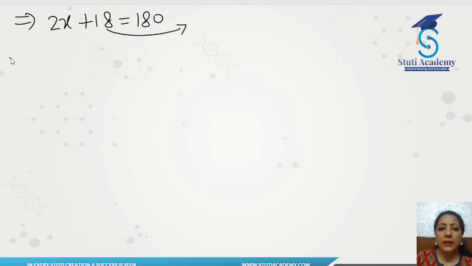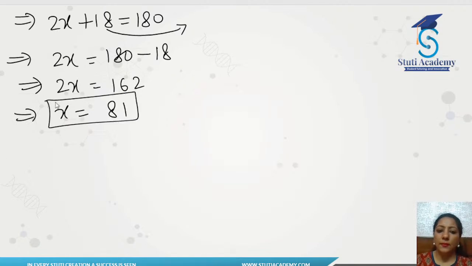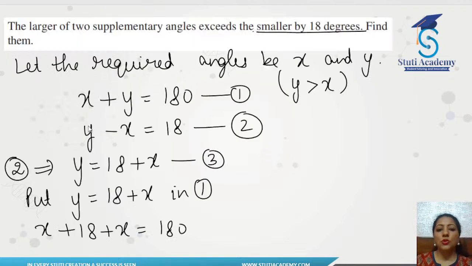We can take this on the other side. We will get 2x is equal to 180 minus 18. Then we will get here 2x is equal to 162. And then we will get x as how much? This would be 81. x is 81. Now x is 81. We'll now solve for the other one, that's y. It's already given to us that the larger of the two supplementary angles exceeds the smaller by 18. I have got the smaller one as 81. So the larger one would be 81 plus 18.